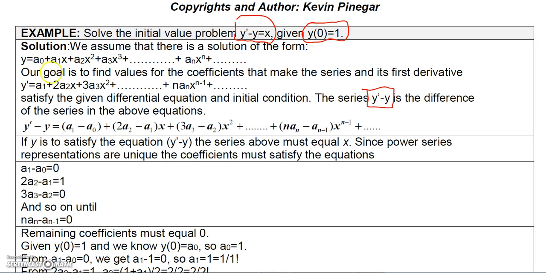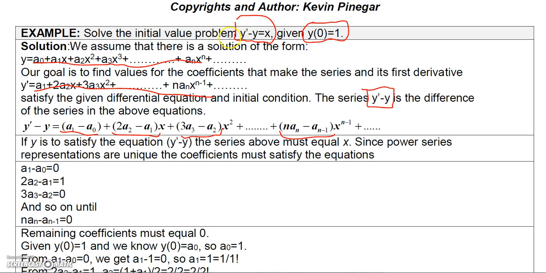And so if you just took this and took it away from this expression, then you would actually get that y prime minus y is just a1 minus a naught, and then for the x coefficient you'd have 2a2 minus a1, and for the x squared coefficient you'd have 3a3 minus a2, and so forth, where the nth term would be n times a sub n minus a sub n minus 1, and then x to the n minus 1 power.